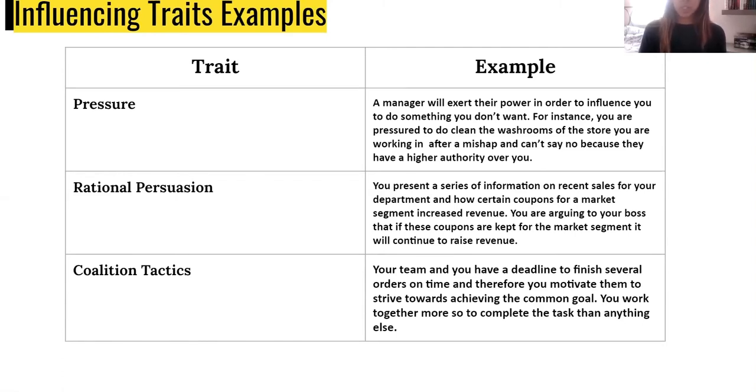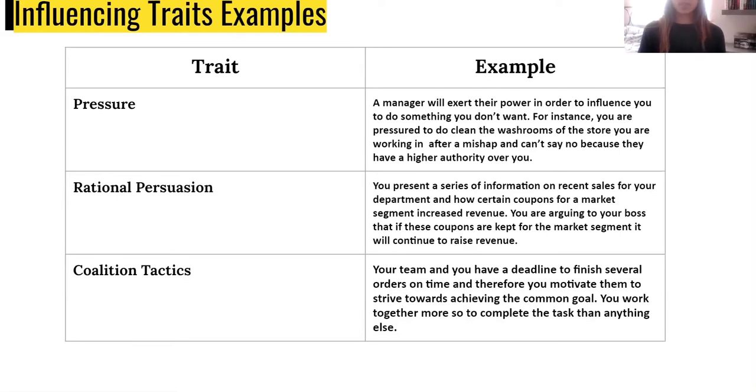Second one is rational persuasion. So in this example you present a series of information on recent sales for your department about how certain coupons for a market segment are increasing revenue. You're arguing to your boss that if these coupons are kept for the market segment, it will continue to raise revenue. You're arguing this because your boss is thinking of cutting these coupons out. However, you're trying to let them know that keeping these will help increase profit. You're showing stats, information, and data to get them to go along with what you want.